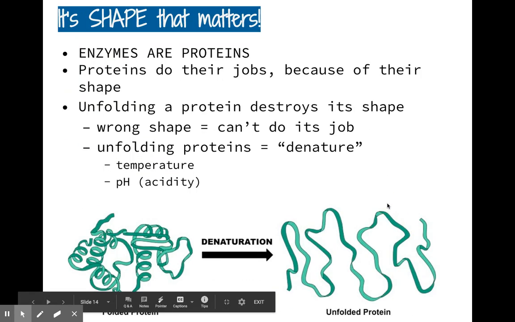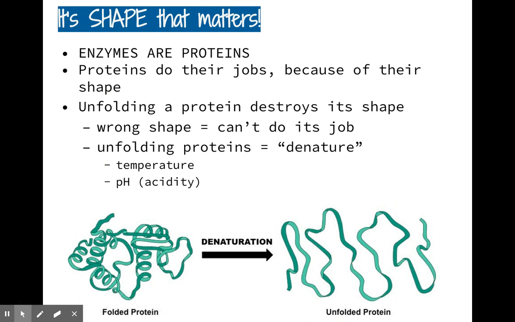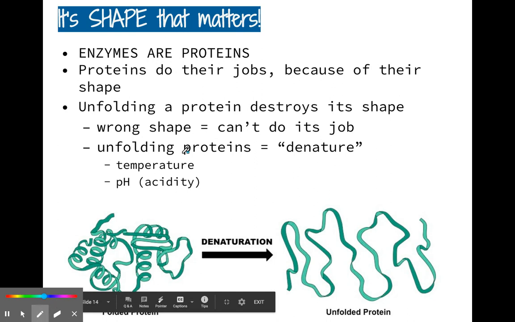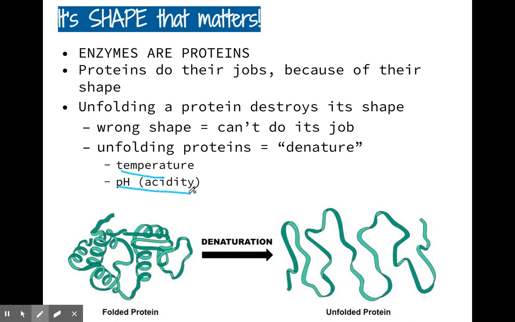All right, the shapes matter in terms of enzymes. Enzymes are proteins. Proteins do their job because of their shape. Anytime a protein or an enzyme unfolds, it destroys the shape. If it's the wrong shape, it can't do its job. The term for unfolding the protein is known as denature. There are two items that can cause an enzyme to not function: one is temperature, and the other is pH. Temperature and pH play a big role as to whether our enzymes are going to function and at the rate at which they function.